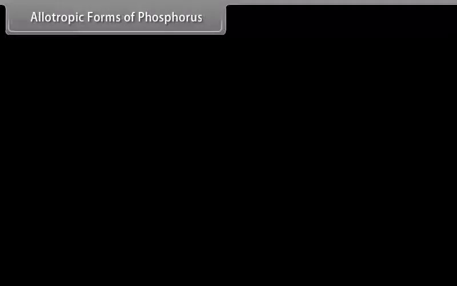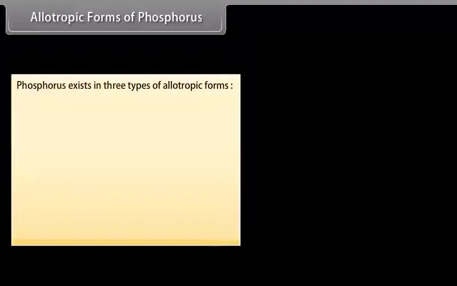Allotropic forms of phosphorus. Phosphorus exists in three types of allotropic forms: white phosphorus, red phosphorus, and black phosphorus.